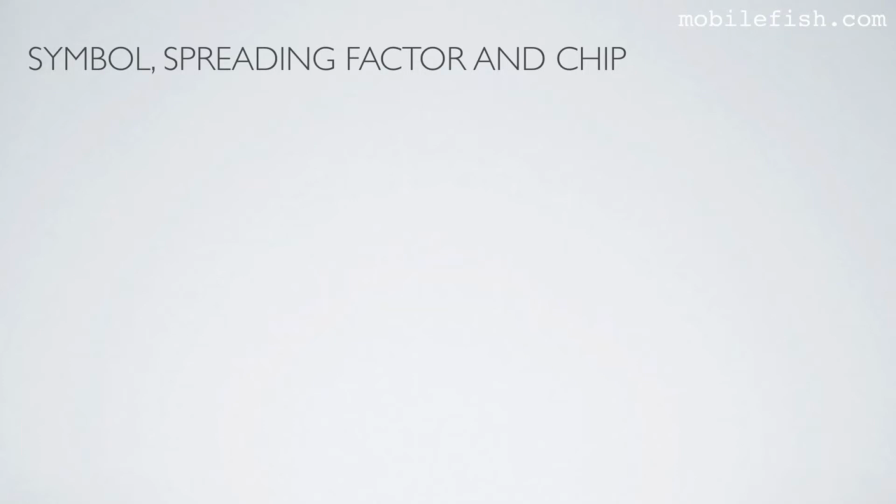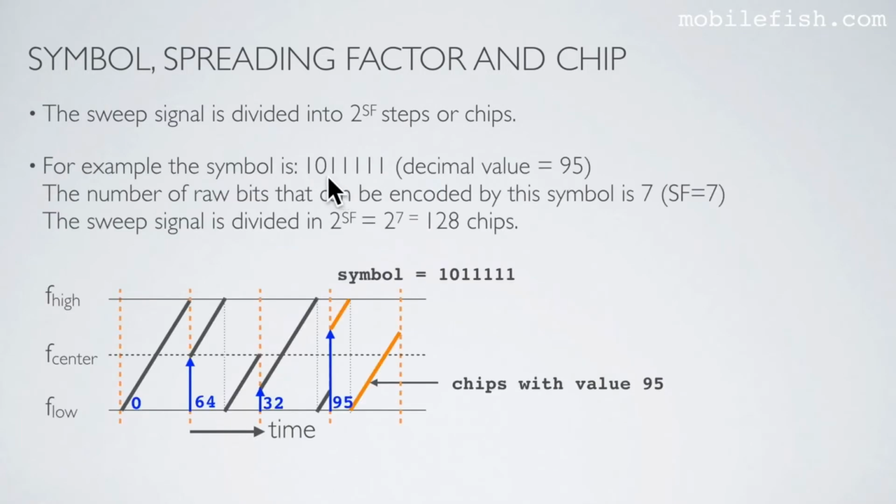Now let's continue. The sweep signal is divided into 2 to the power SF steps or chips. For example, the symbol is this, representing decimal value 95. The number of raw bits that can be encoded by the symbol is 7, meaning spreading factor is 7. The sweep signal is divided in 2 to the power of SF, which equals 2 to the power of 7, in this particular example, equals 128 chips. So what are these chips?